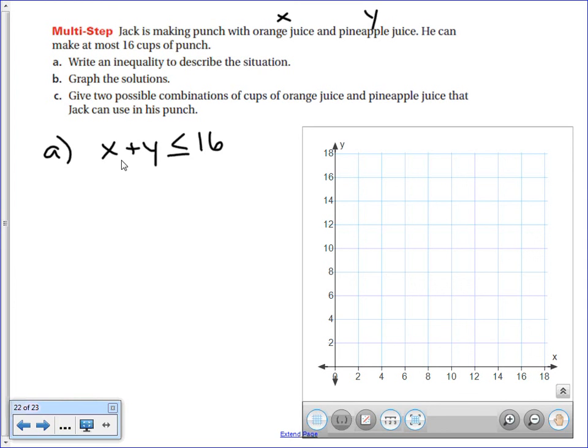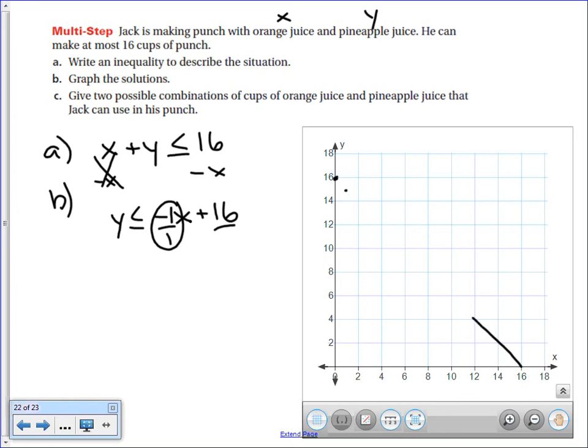And let's graph that. So we need to, and this is for part B, solve for y. So we need to subtract x on both sides. So we have y equals negative x plus 16. Or sorry, not equals, less than or equal to. So we have a y-intercept of 16. We have a slope of negative 1, so down 1 over 1. So we go down 1 over 1 to about right here. And that's actually going to take us all the way to the x-intercept of 16.